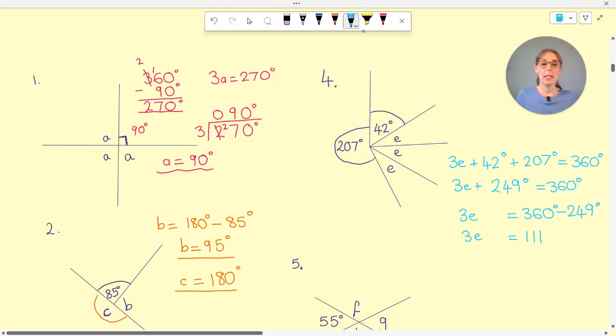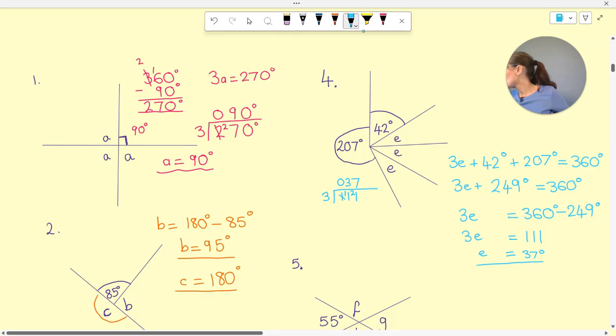Now I've got to divide 111 by 3. So I'm going to put the bracket here. 111 divided by 3. Well, 3's into 1 don't go. Cross it out and carry what you haven't used. 3 times 3 is 9, but that's 11. So that's a 2. 3 7s are 21. So I think that E is 37 degrees.